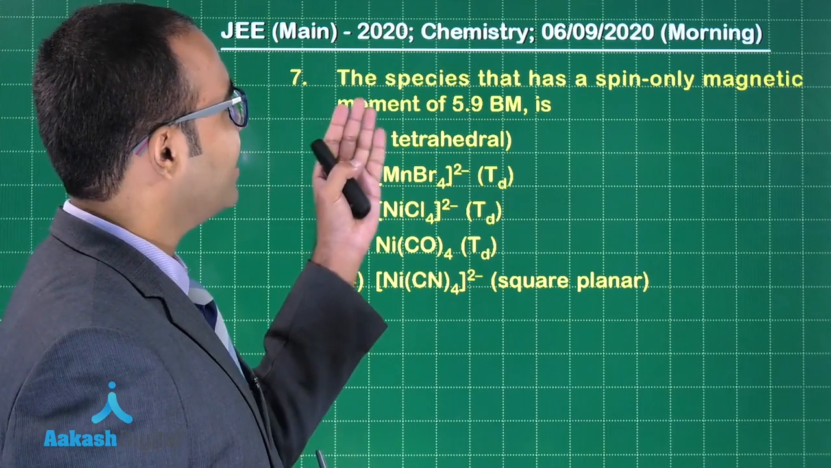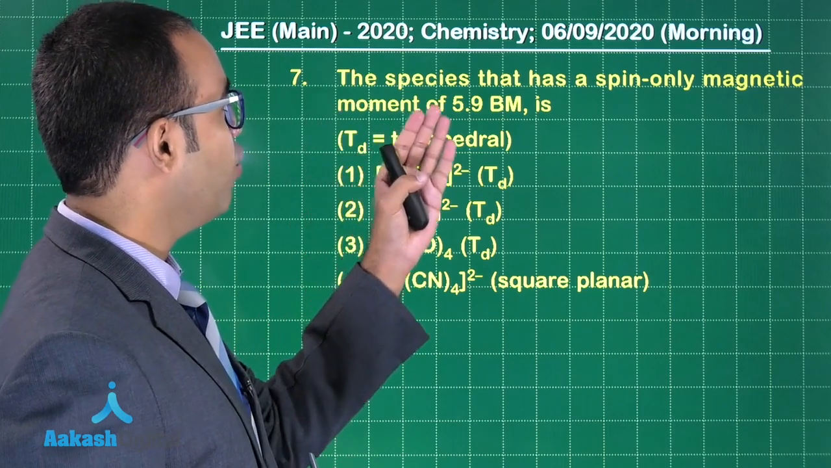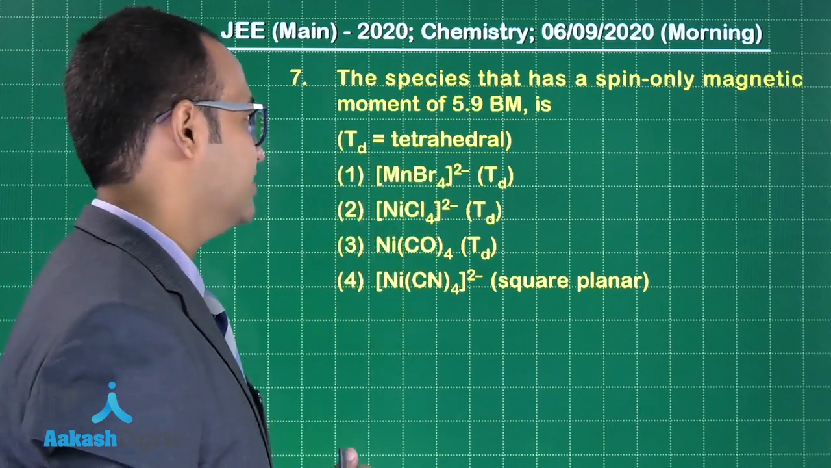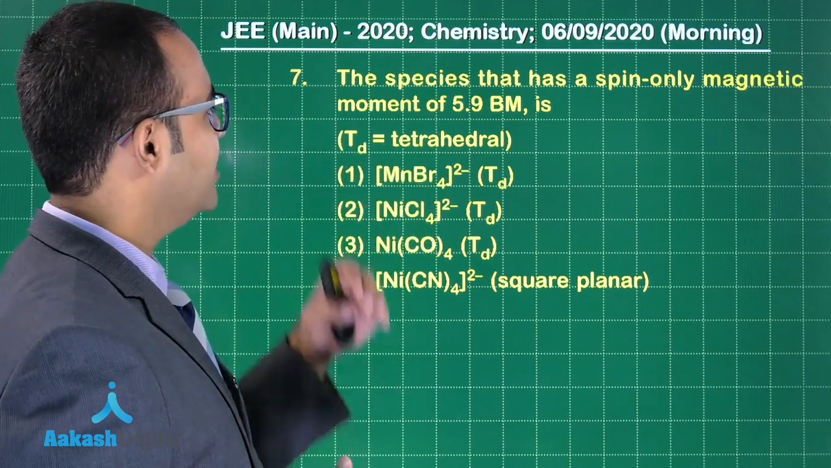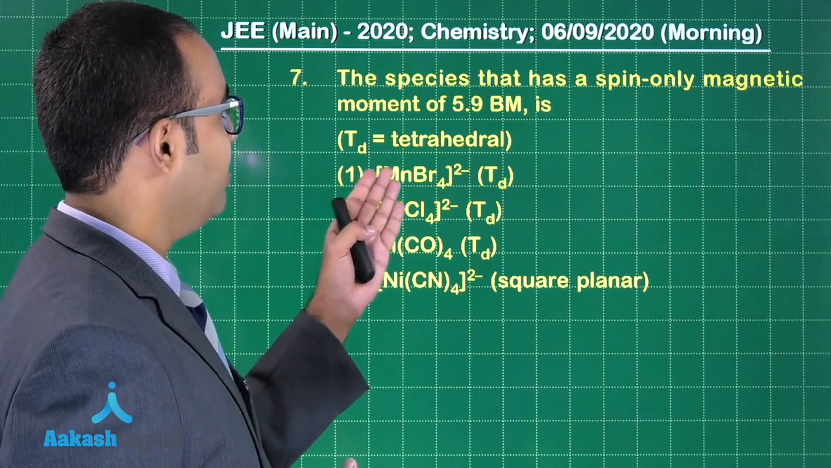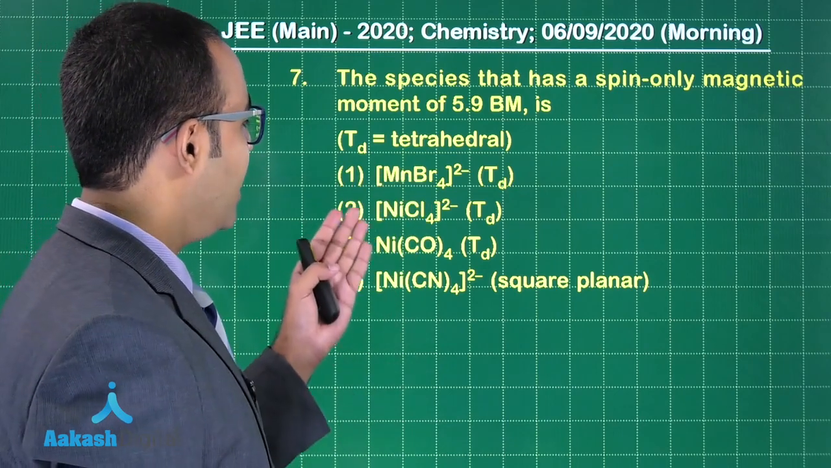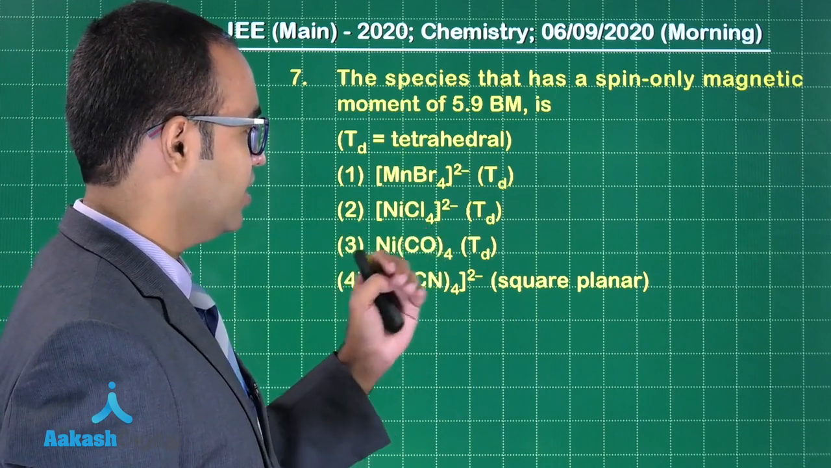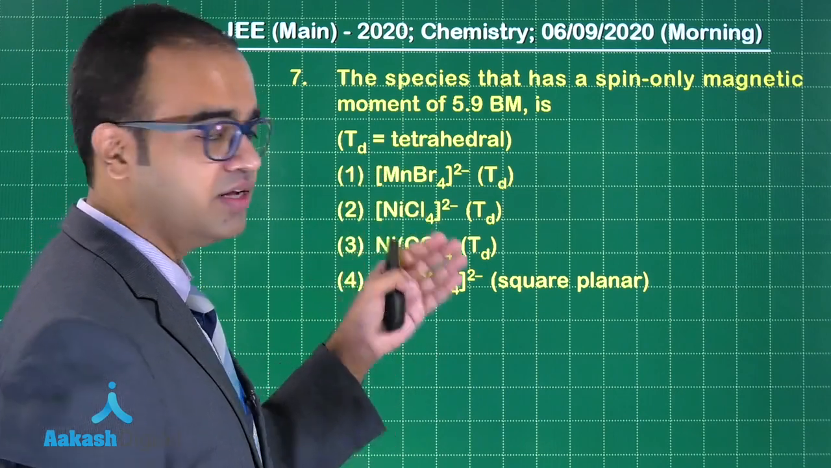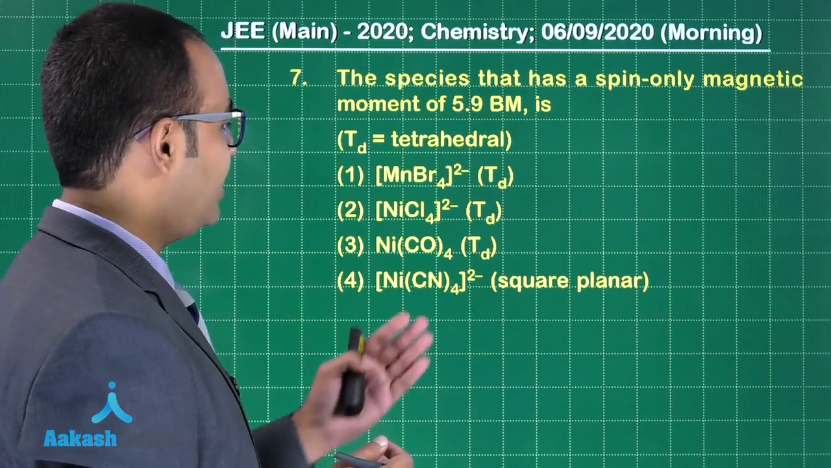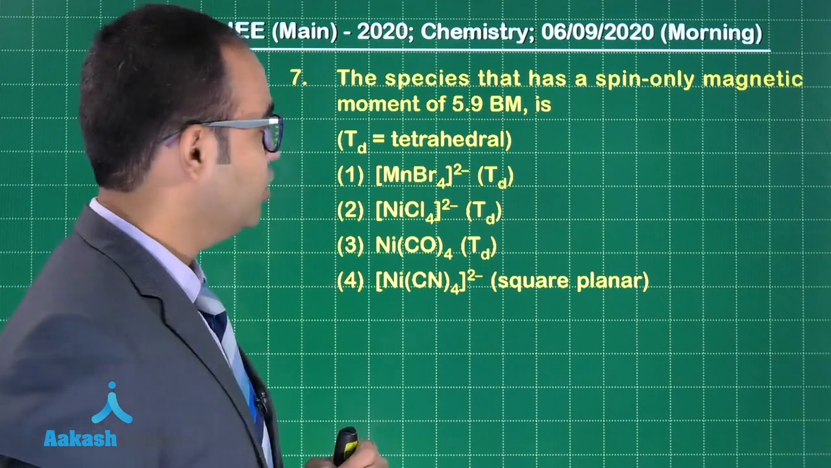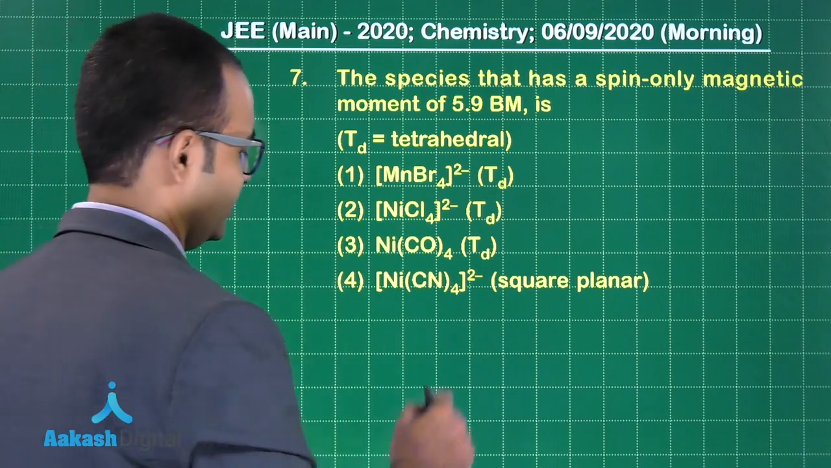The species that has a spin only magnetic moment of 5.9 BM is, okay. TD stands for tetrahedral. First option MnBr4 2 minus, NiCl4 2 minus, Ni(CO)4. So the first three options are tetrahedral, and the last option, Ni(CN)4 2 minus, is square planar. So let us look at the first option, guys.